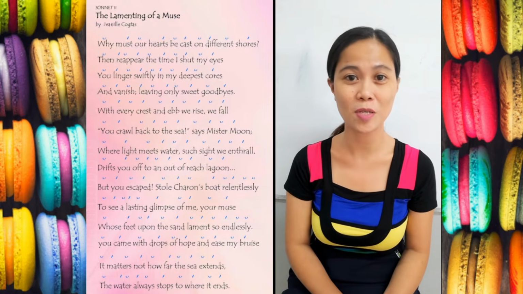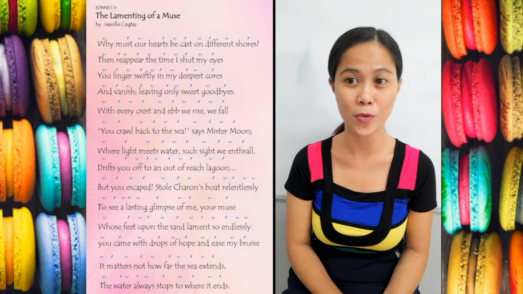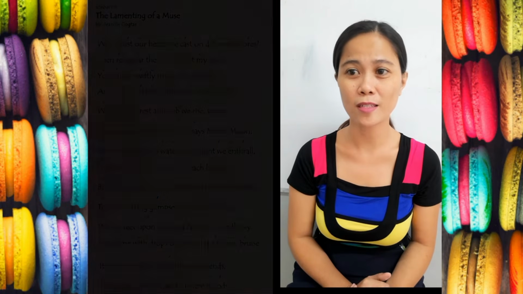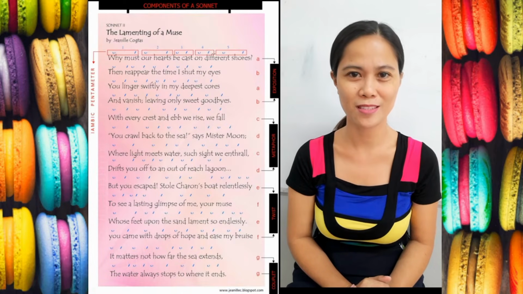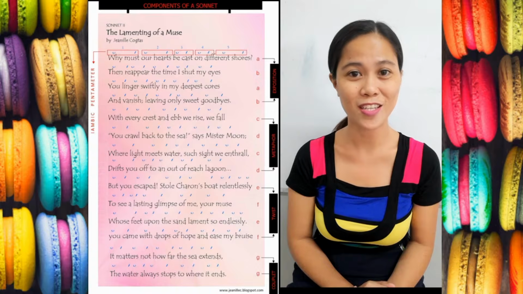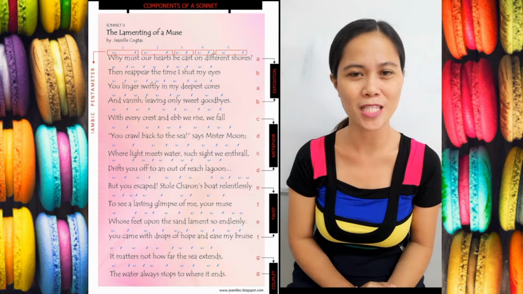Okay, this is actually my second sonnet, the second sonnet that I wrote. The first one was horrible. It is entitled The Lamenting of a Muse. I wrote this one. There are 4 components of a Shakespearean sonnet. So it's like storytelling, but in 14 lines.